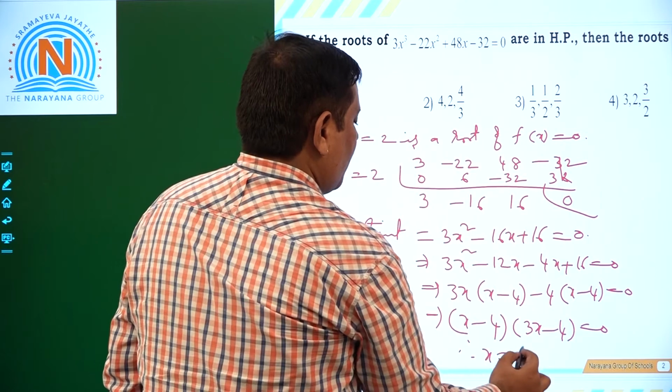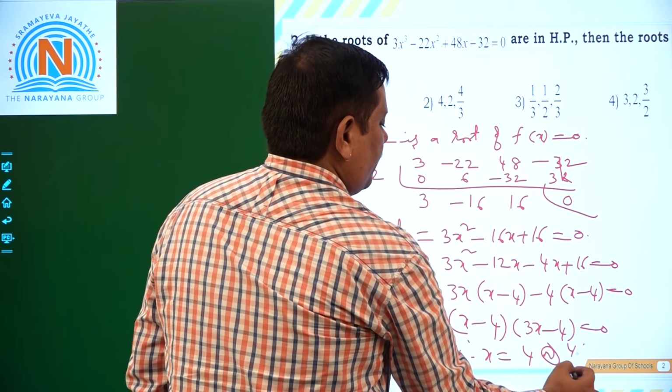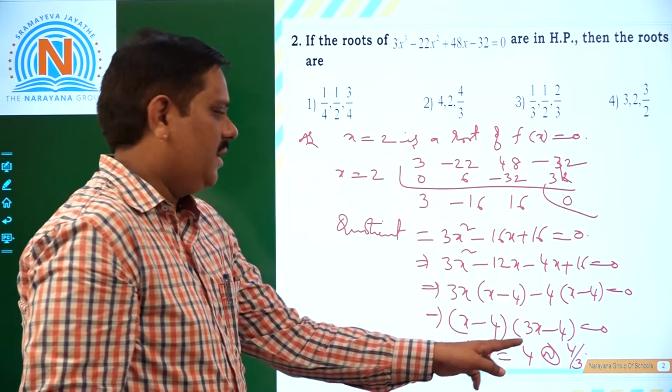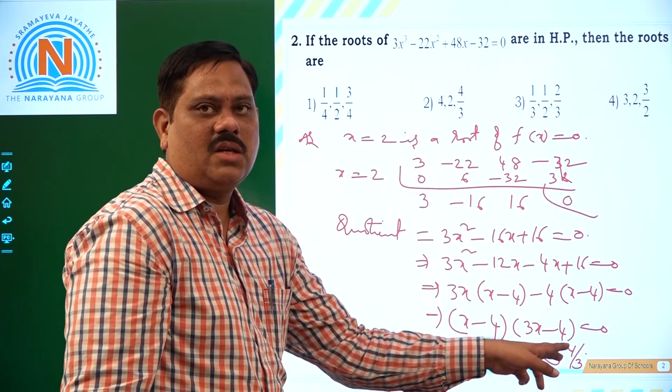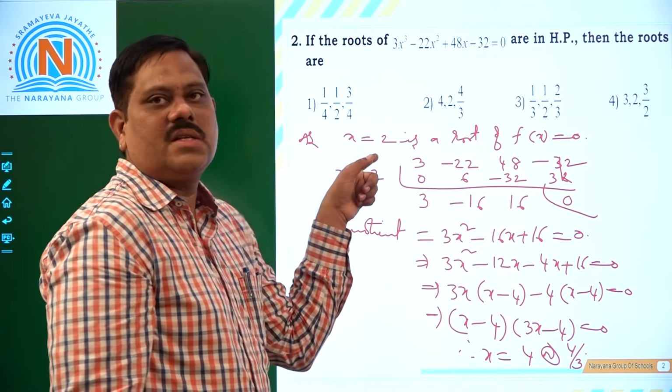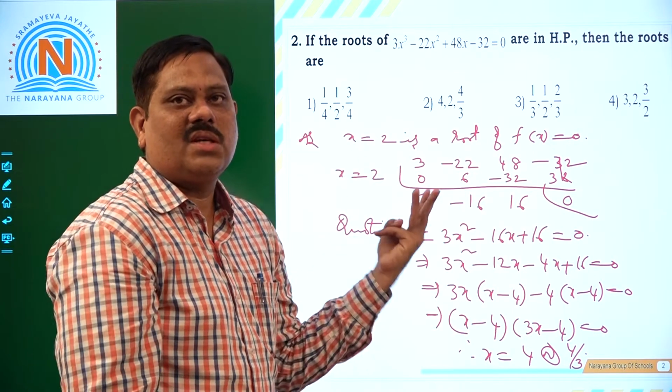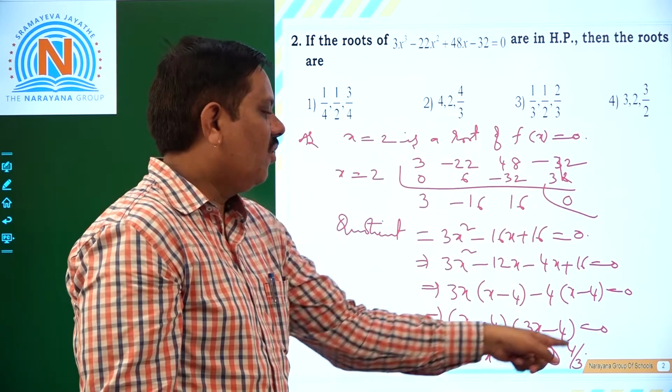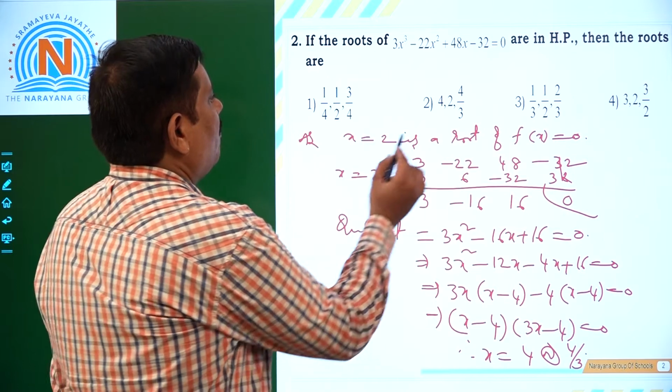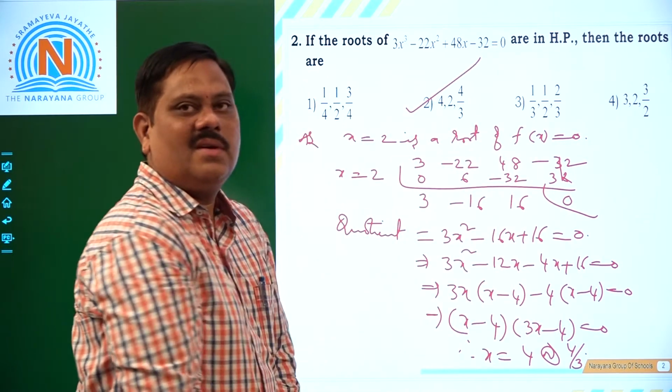Therefore x is equal to either 4 or 4 by 3. 4 and 4 by 3, these are the two values of x. These are the two roots, and one more root is already x is equal to 2. So therefore the three roots of the given equation are 2, 4, 4 by 3. 2, 4, 4 by 3 is nothing but the second option. That is the right answer.